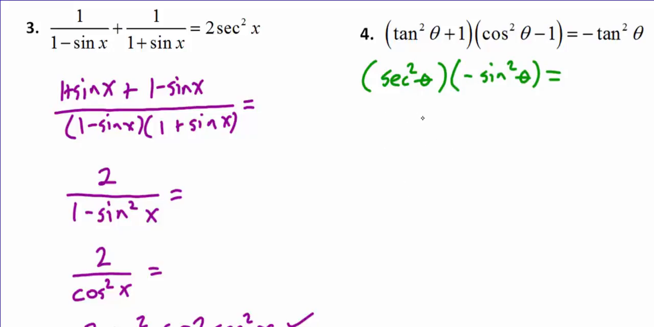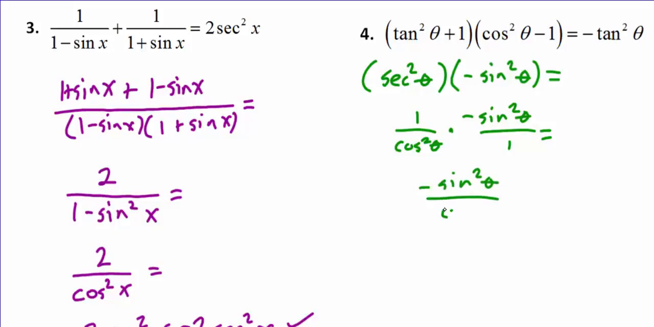All right, let's change secant squared into 1 over cosine squared. That's usually a pretty good idea. And then we'll have a negative sine squared over here. If you want to, you can mark that that's over 1. And we'll have negative sine squared theta divided by cosine squared theta. And hey, sine squared over cosine squared, that's negative tangent squared theta, and that's exactly what the right hand side looked like. So we have completed problem 4.